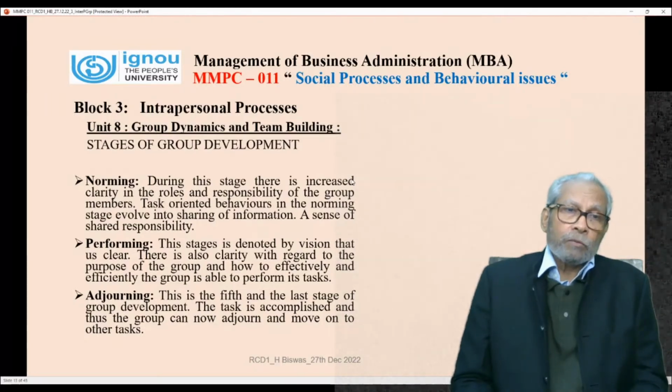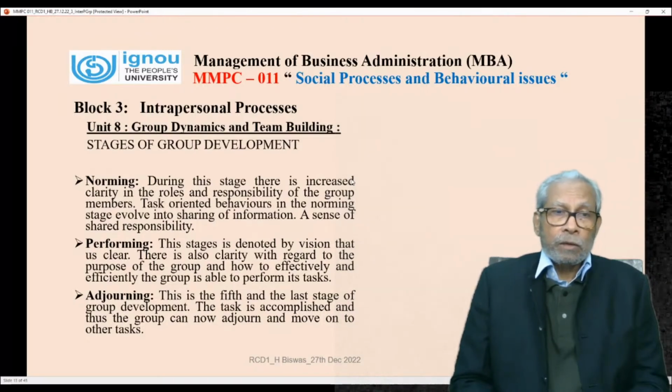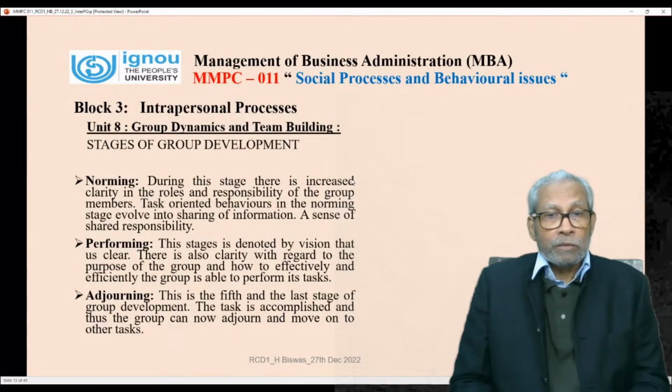Now, performing. This stage is denoted by a clear vision. There is also clarity with regard to the purpose of the group and how effectively and efficiently the group is able to perform its tasks. That is the performing part.